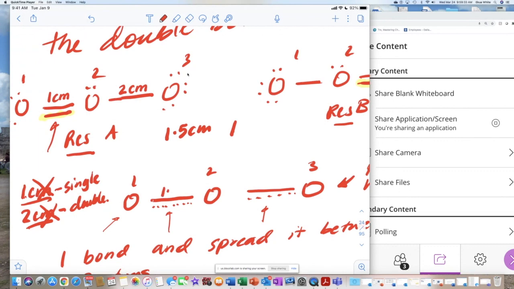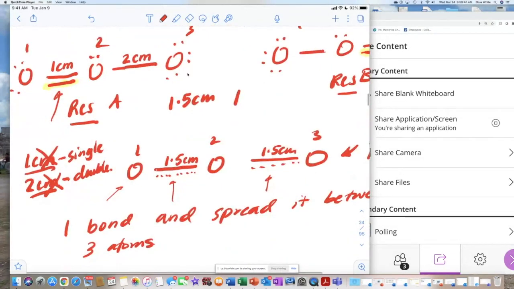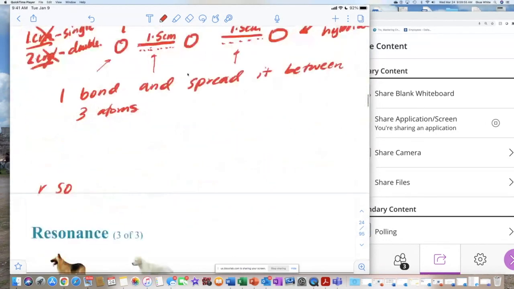So what you have here is 1.5 centimeters and 1.5 centimeters. So it's a hybrid of the situation. Okay, so it's a hybrid, something in between the two. It's like taking 1 plus 2 divided by 2, right? So it's neither 1 nor 2, but this is how they draw it. So the single bond being intact, the second one being like that. So I feel like I've over-explained it.